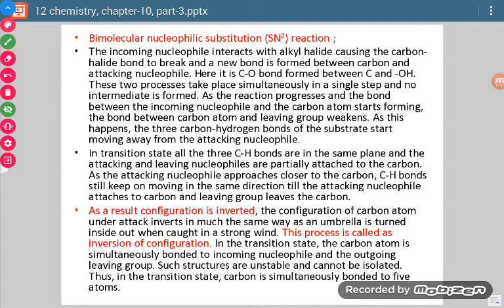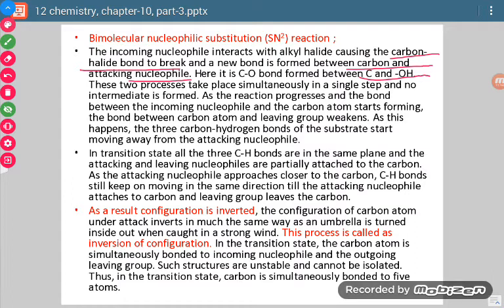What has happened in this process, we are going to explain again. The incoming nucleophile interacts with the alkyl halide, causing the carbon halide bond to break. Now see, this was the earlier bond. When our nucleophile comes nearer to this, it causes the carbon halide bond to break. A new bond is formed between carbon and the attacking nucleophile. Here it is a C-O bond formed between C and OH.